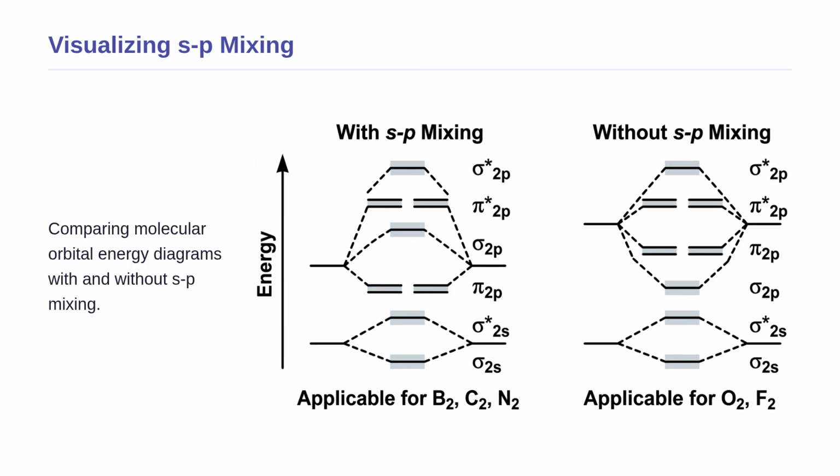To truly cement this concept, let us look at this side-by-side visual comparison. On the left, you see the diagram with sp mixing, which applies to lighter molecules like diatomic nitrogen. Notice how the central sigma 2p orbital is pushed up above the pi 2p orbitals due to the repulsion we discussed. On the right, you see the standard diagram without mixing, applicable to heavier molecules like oxygen. Here, the sigma 2p orbital stays in its normal lower energy position. This single shift in orbital ordering is what completely changes the magnetic properties of these gases.